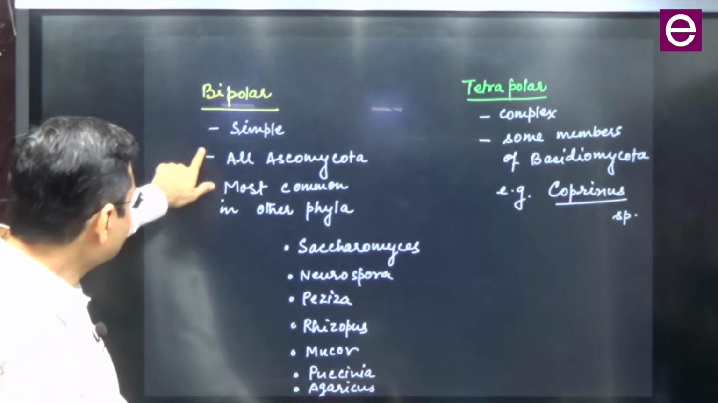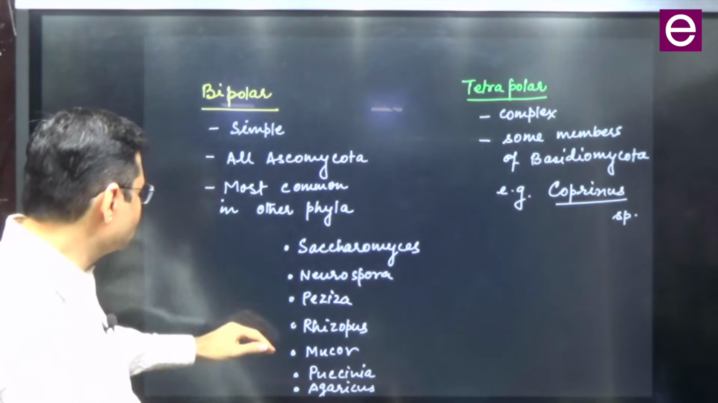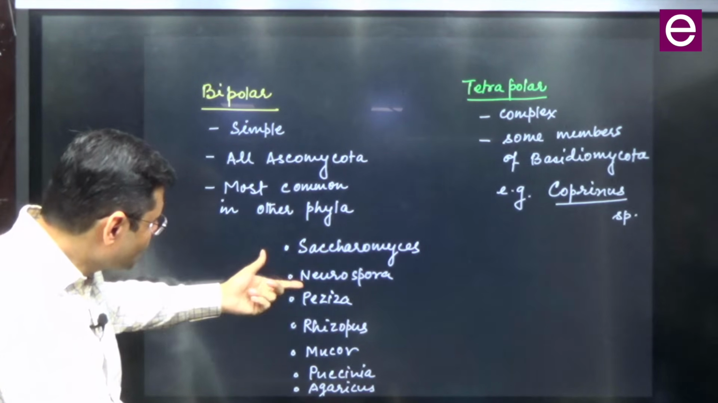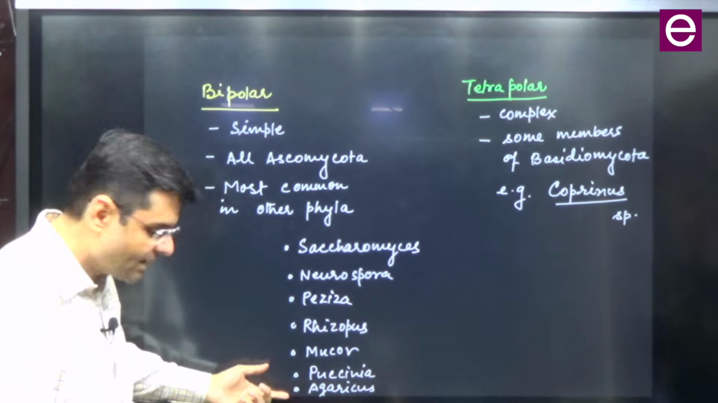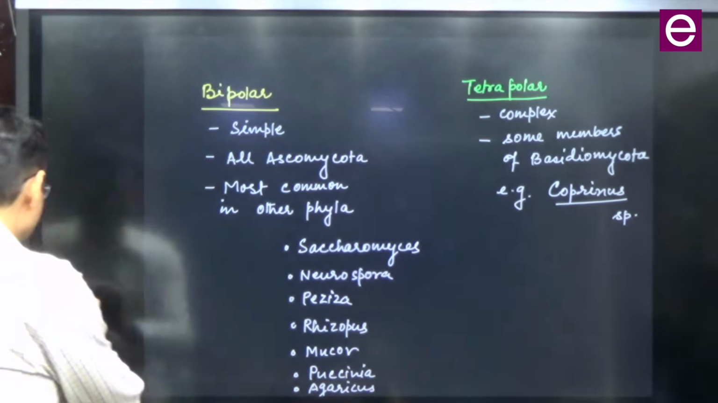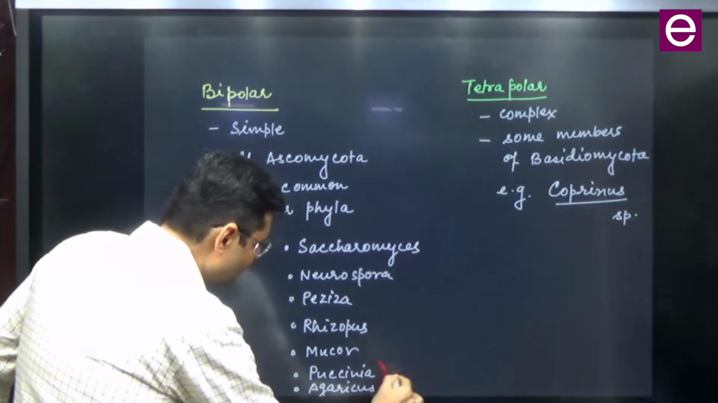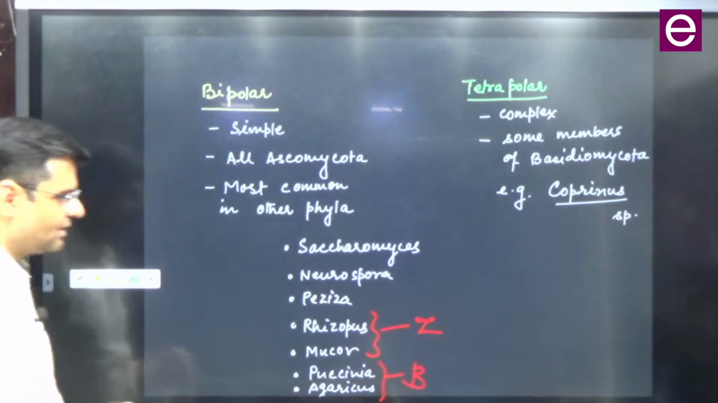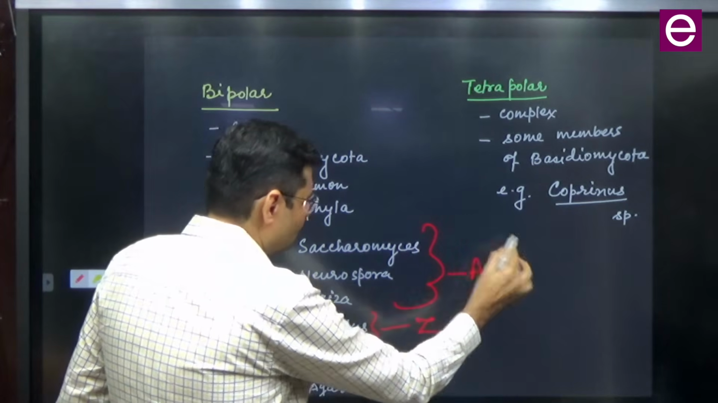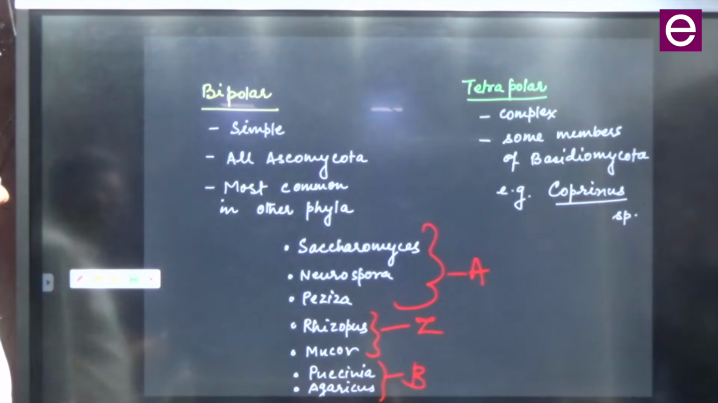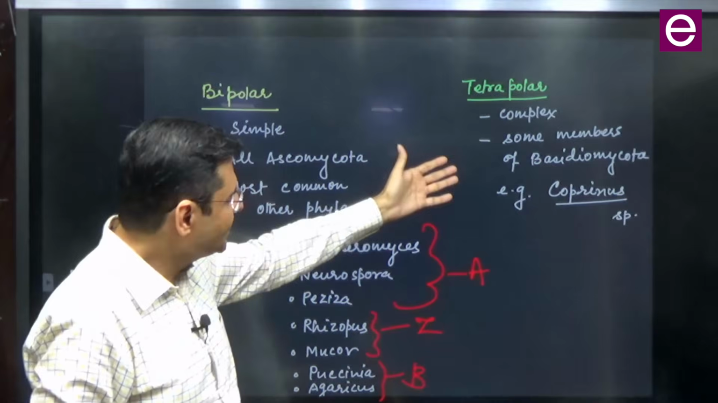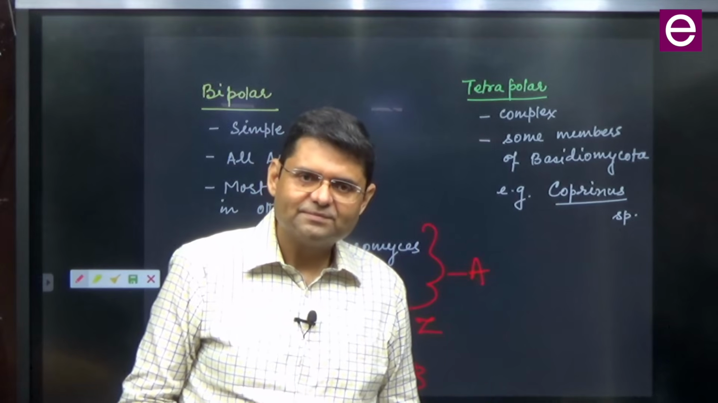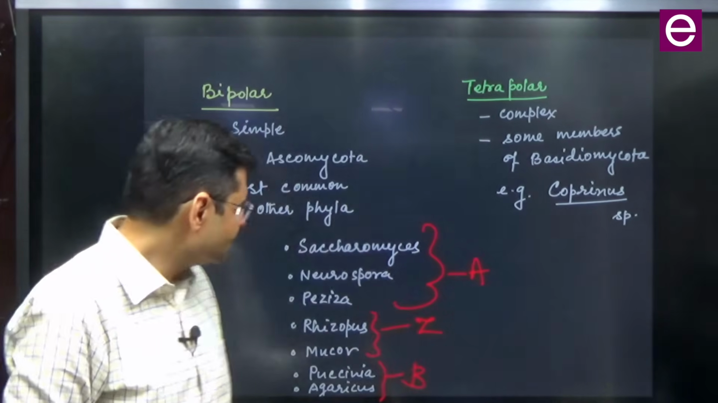So notice, bipolar is simple, present in all Ascomycota, most common in other phyla also, ठीक है? Like Ascomycota में तो देख लो, Saccharomyces, Neurospora, Pezziza, Rhizopus, Mucor, Puccinia, Agaricus. Puccinia and Agaricus are what? Basidio, right? Mucor is Rhizopus, and ये कहाँ के हैं? Zygo के हैं, right? And these are what? They are Asco. And then tetrapolar is complex and present in only some members of Basidiomycota. One example is good enough, Coprinus. That's all. And I'm going to share this handout with you.